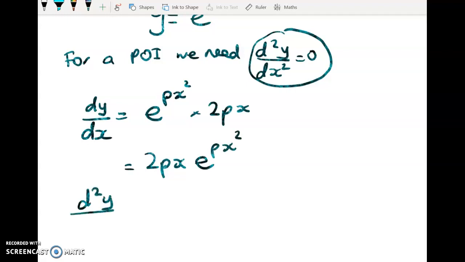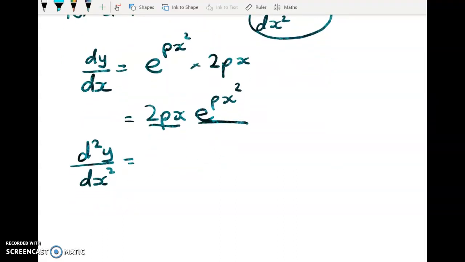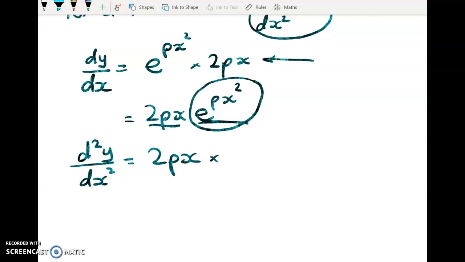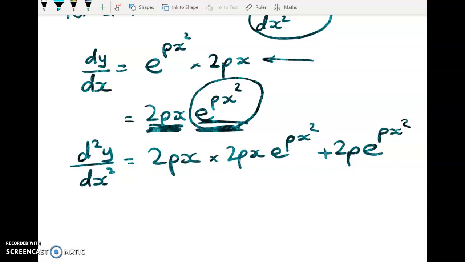To find the second derivative, we're going to use the chain rule and the product rule. So I'm not writing it out with u and v because I figure if you're watching this, you can probably do it without that. We've got the first function times the derivative of the second function, but remember, we've just found that up here. So it's 2px e to the px squared, and then we're going to go the other way around. So now it's the derivative of this one, which is 2p, times this function here, e to the px squared. So we need to show that that can't ever equal 0.